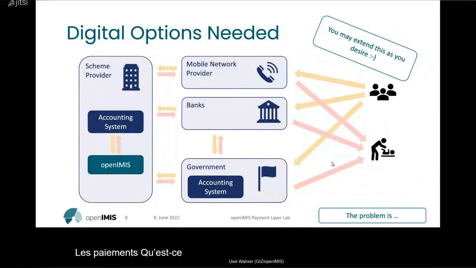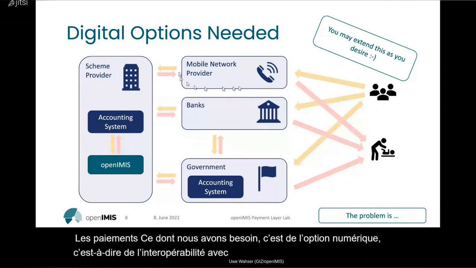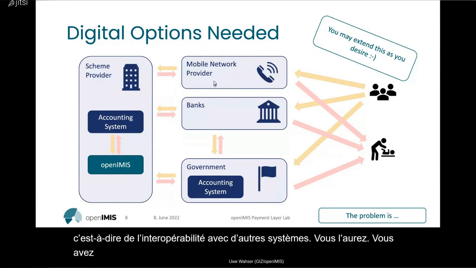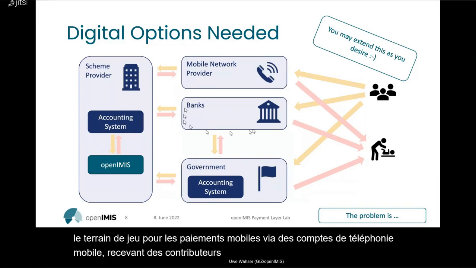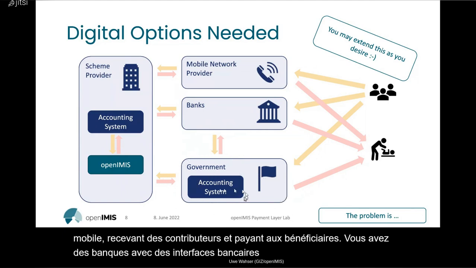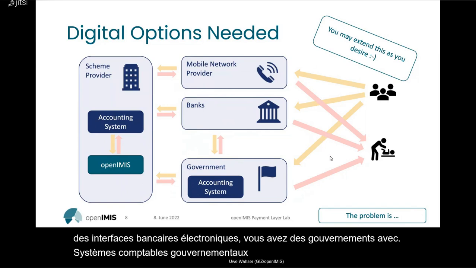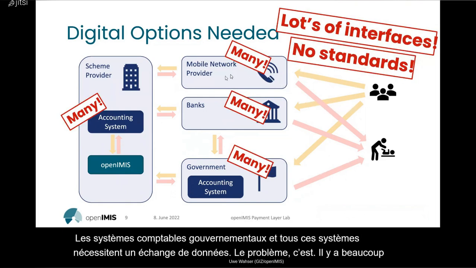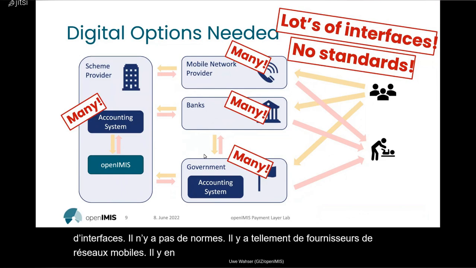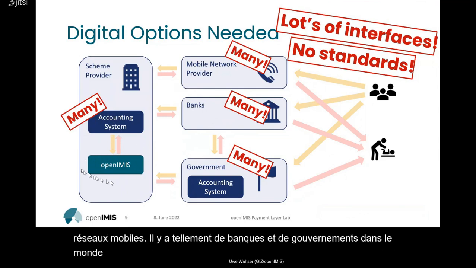What we need is the digital option, meaning interoperability with other systems. You now have mobile providers appearing on the playground for mobile payments through mobile phone accounts, receiving from contributors and paying out to beneficiaries. You have banks with electronic banking interfaces. You have governments with government accounting systems, and all these need data exchange. The problem is there are lots of interfaces. There are no standards. There are so many mobile network providers, so many banks and so many governments worldwide, so many accounting systems. If we had to cope with all of them, that would be quite some work.